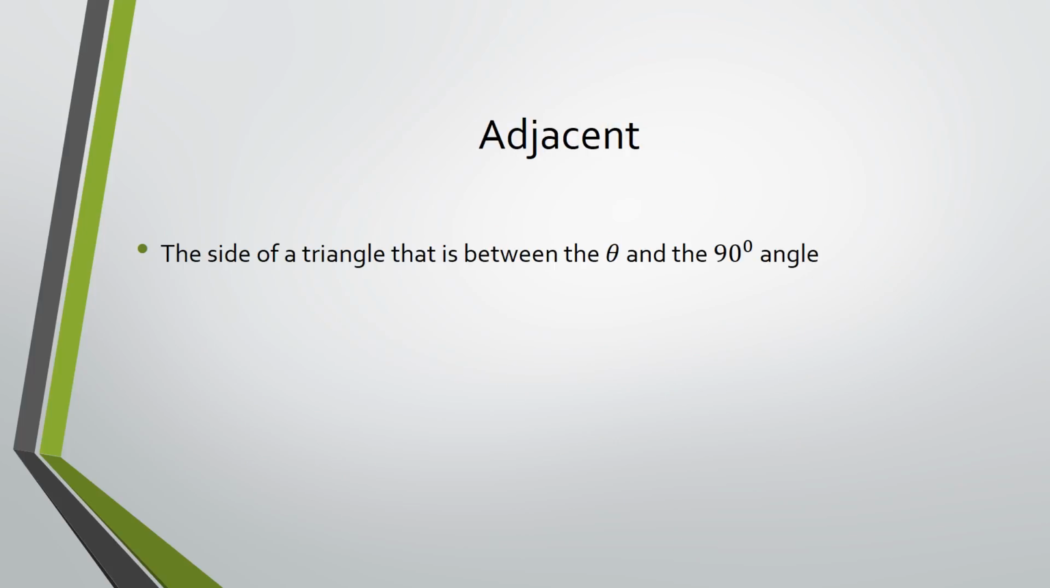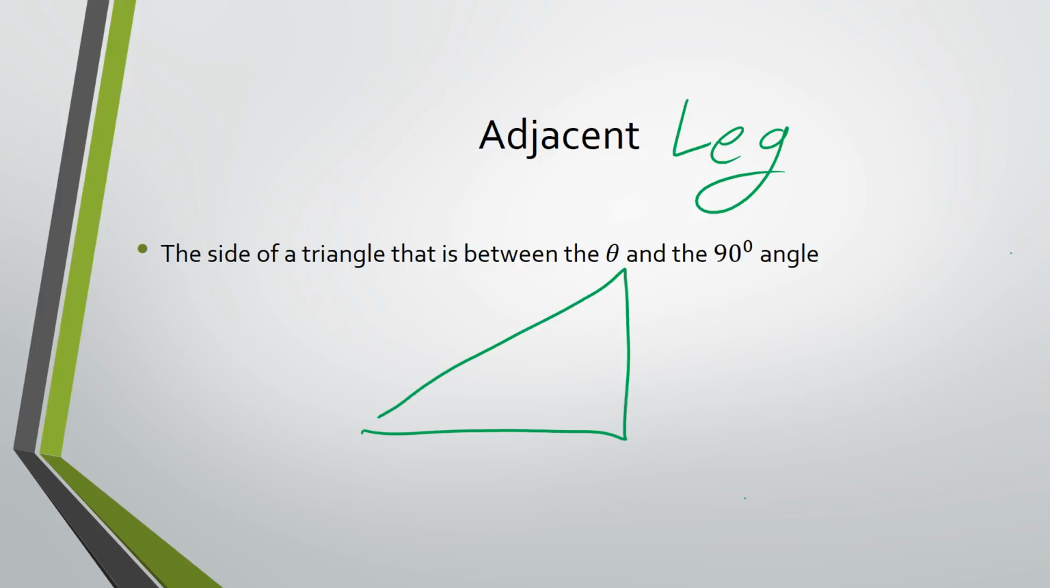Now for the adjacent, again, this would be more apt to be called the adjacent leg. The adjacent leg is merely the side of the triangle. So if I had a triangle, and I had theta right here, the adjacent would be the one touching it. So this would be the adjacent leg.